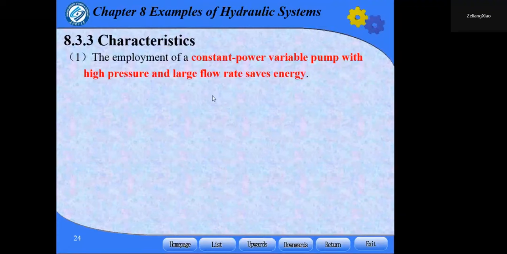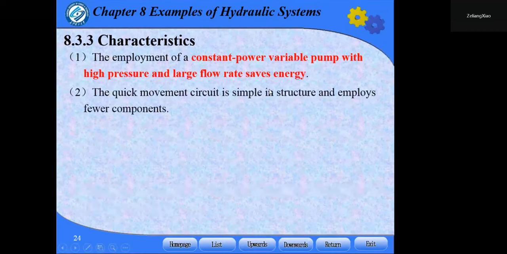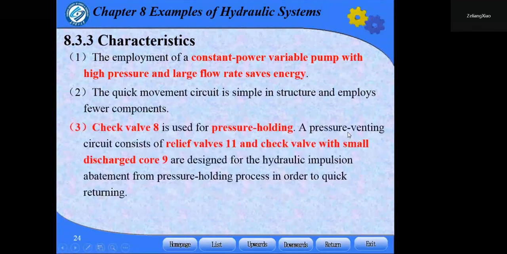Let's see its characteristics. It employs a constant power variable pump with high pressure, which saves energy. The quick movement circuit is simpler in structure and employs fewer components. Check valve 14 is for pressure holding. A pressure holding circuit consisting of relief valve 11 and a check valve with small discharge flow line is designed for the hydraulic motion.